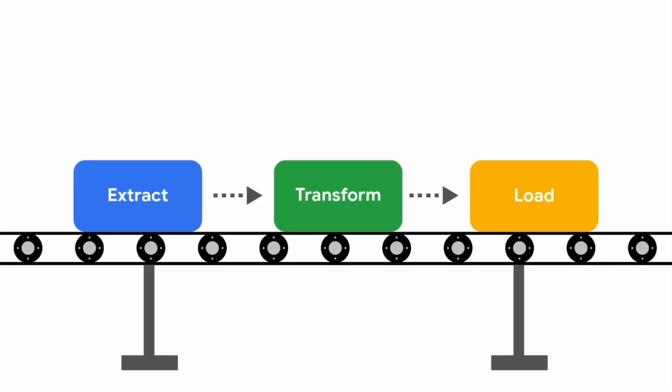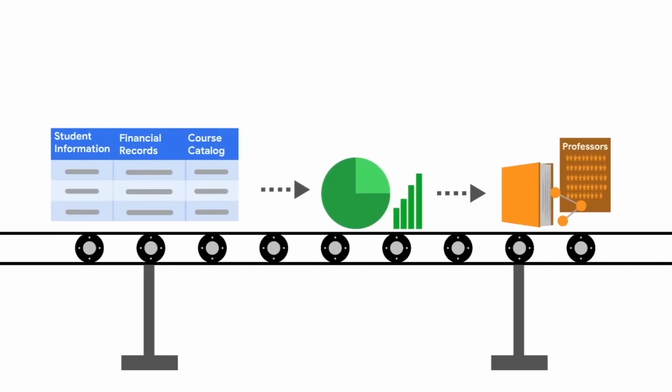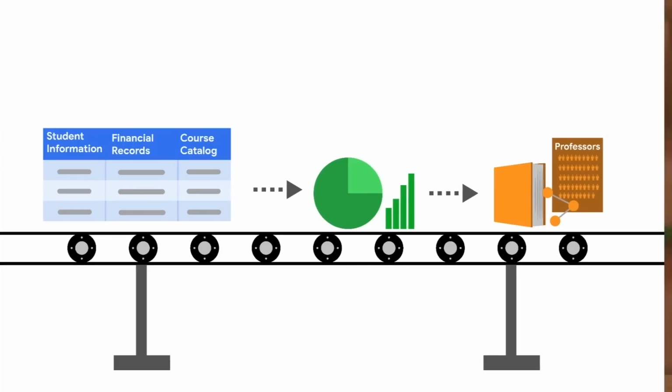data-driven decision-making. For example, a university might use ETL to integrate data from its student information system, financial records, and course catalog. This allows the university to track student enrollment, financial trends, and course performance, so the university can make informed decisions about which courses to continue, which courses to expand, and how many faculty to employ each semester.